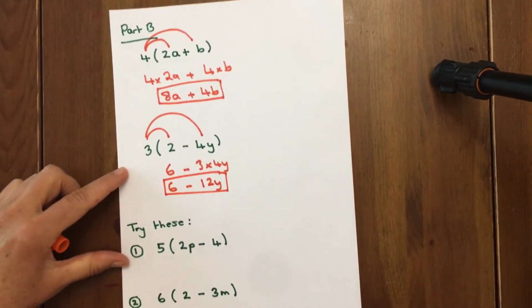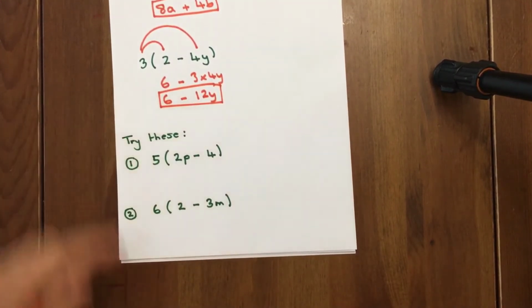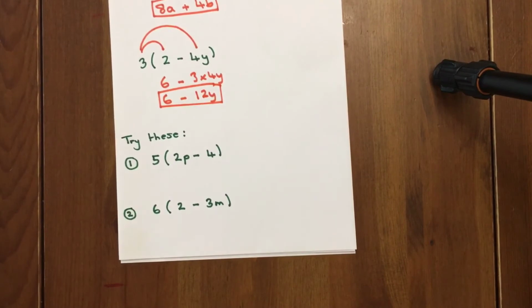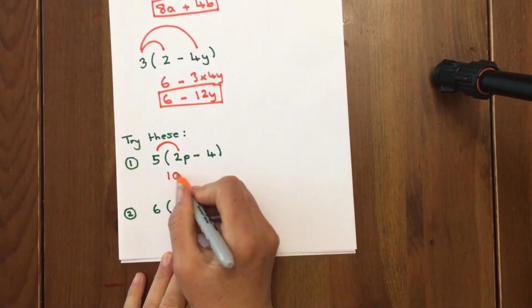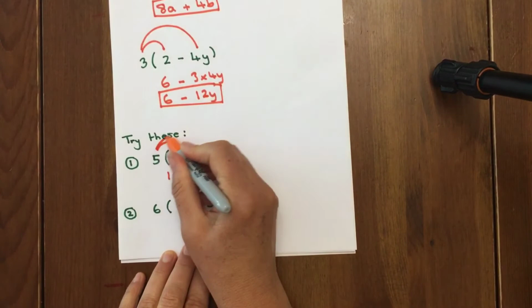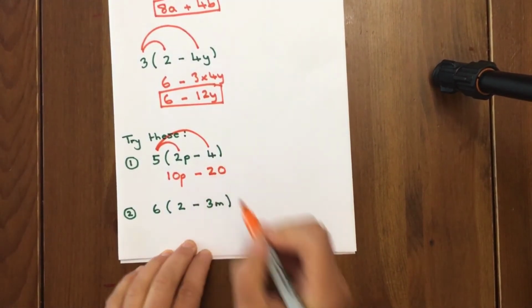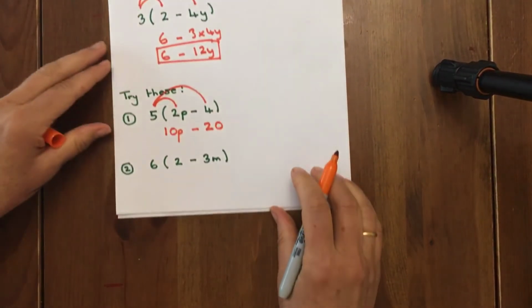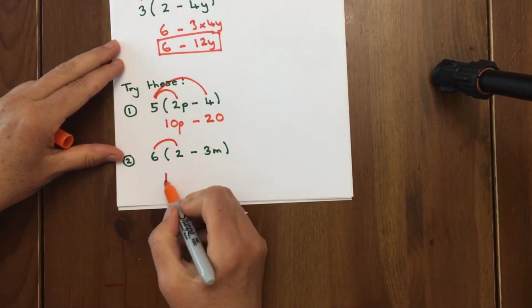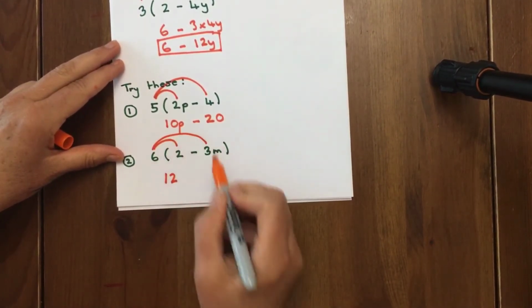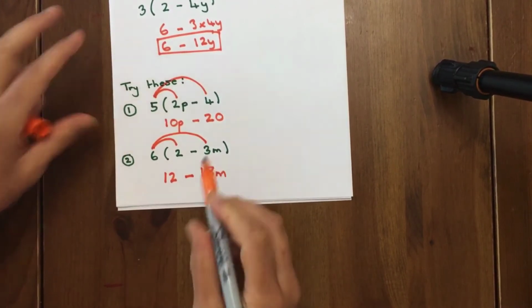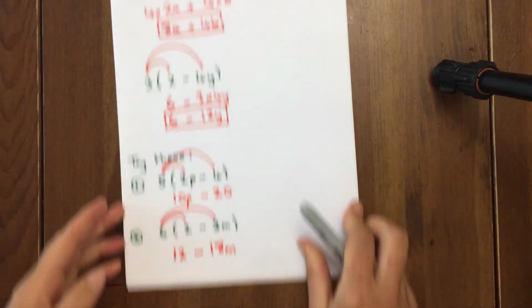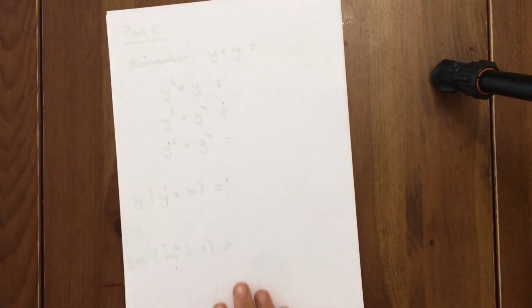Right, so I want you to pause now and have a go at these two questions here, please. Okay, well done. So 5 times 2p is 10p, minus 5 times 4 is 20. Next one, number 2. 6 times 2 is 12. 6 lots of minus 3m is negative 18m. Right, part C we're on to next.